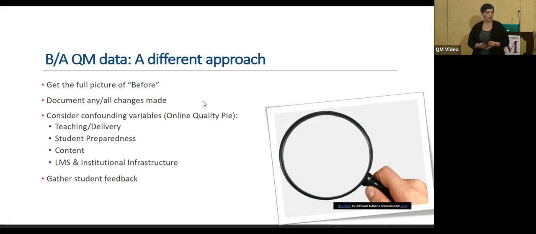QM and the QM rubric is focused on design, but there's delivery, the teaching of the course. There's the content of the course. Even among sections of the same course, the content could differ. It could still be aligned and support students doing well in those assessments, but differences in instructional material could very well impact student learning and student grades. Then student preparedness, which has come up a lot. If we are increasing the quality of our course, have we prepared our students to do well in a higher quality course? And then also LMS and institutional infrastructure.